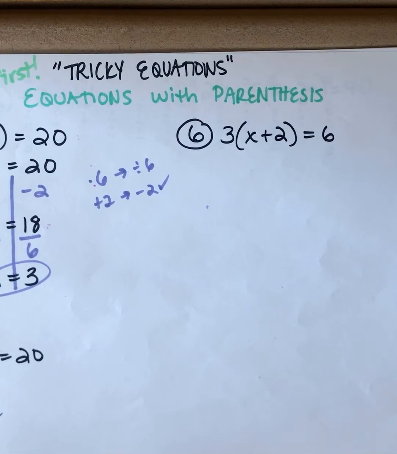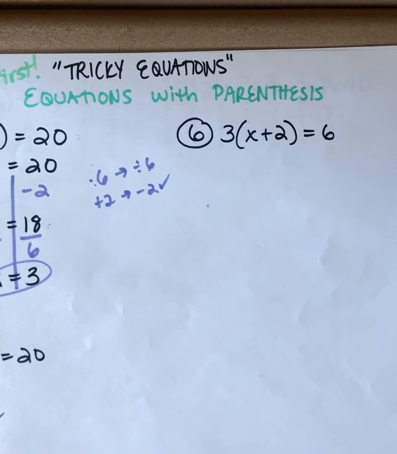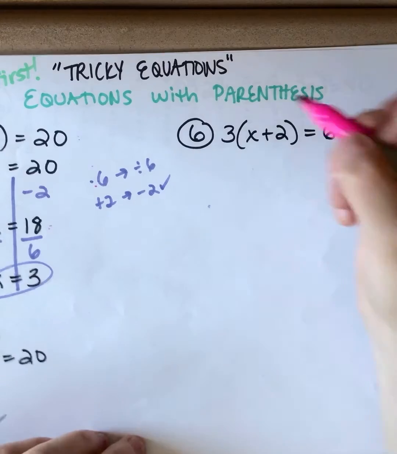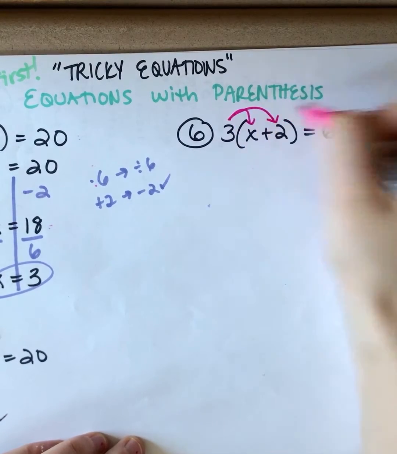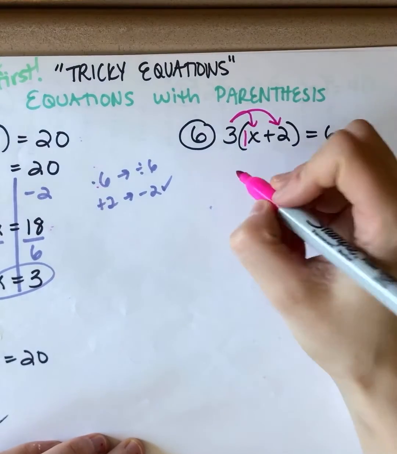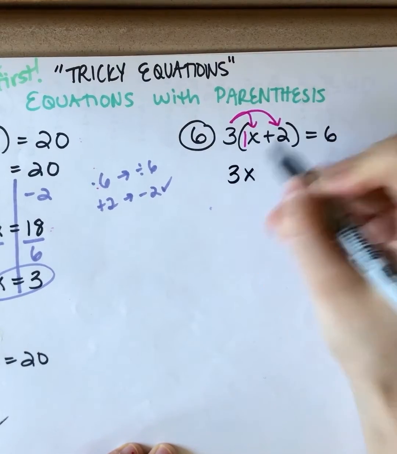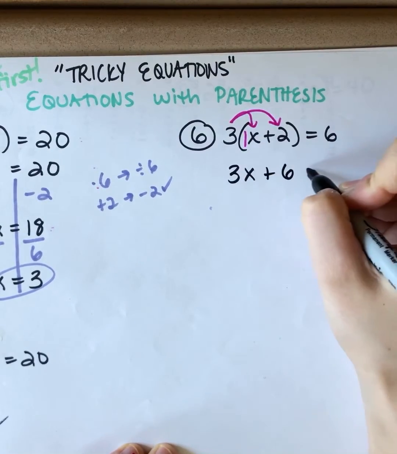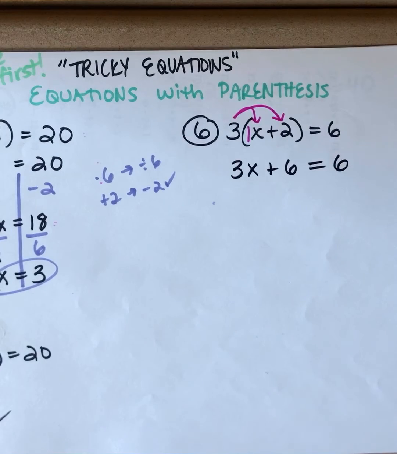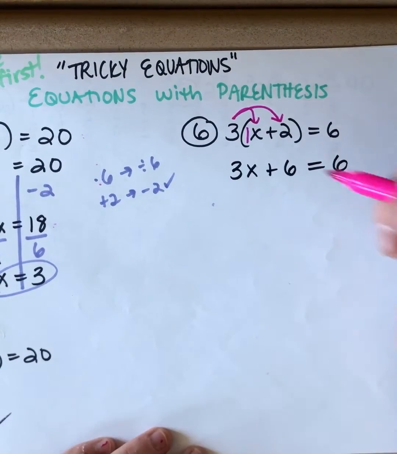So in number 6, I have 3 times x plus 2 equals 6. So I look through and I see there are some parentheses, which means distribute. Oh, there's nothing in front of that x, so maybe I'll add a 1 to it. 3 times 1x is 3x. 3 times 2 is 6, and that should equal 6. Once I have this solved back to a 2-step equation, 2 directions to do, I'm ready to solve it. So it looks like I'm used to.